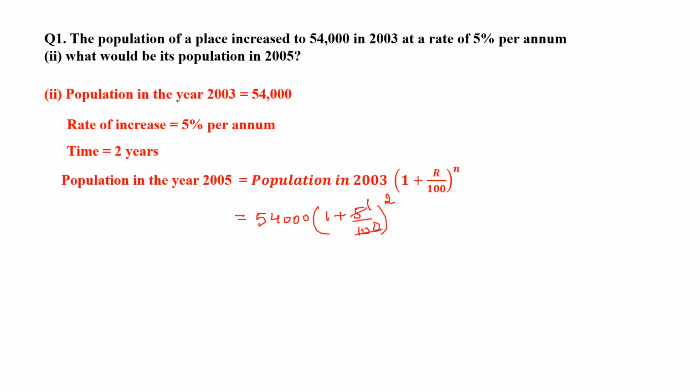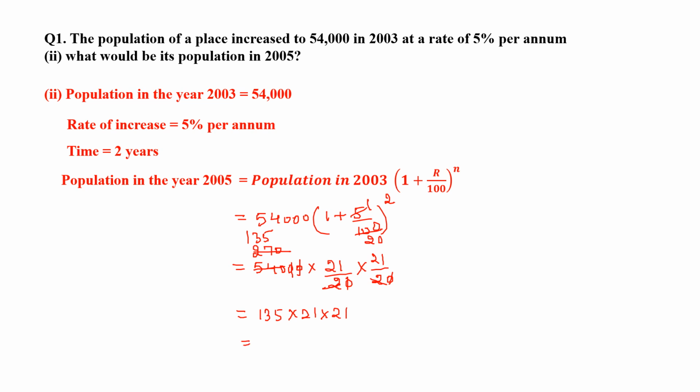Now 5 times 1, 5 times 20. And if I take the LCM, I am going to get 21 by 20 whole square, which I am writing as 21 by 20 into 21 by 20. Now both the zeros I can eliminate. Now 2 times, I can write it here as 270. Again from here, 2 times 135. So I am getting here 135 into 21 into 21.